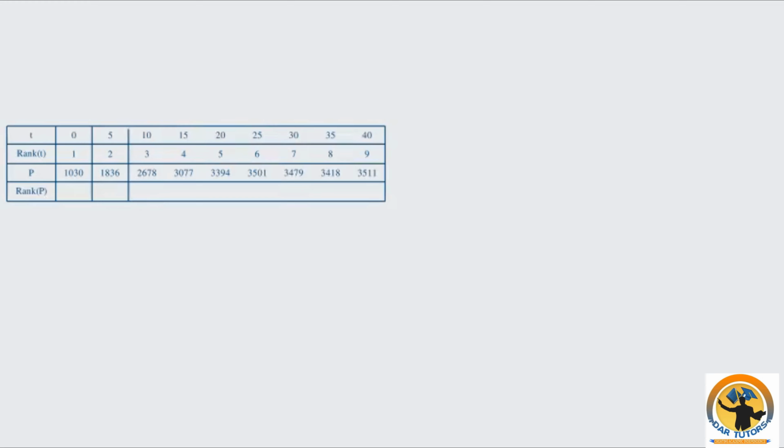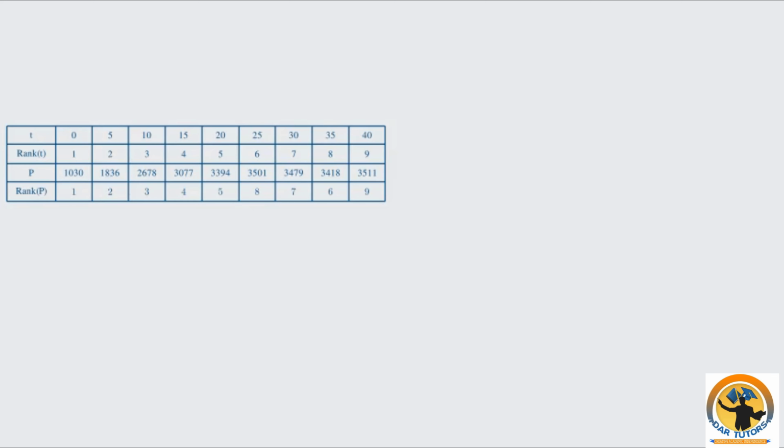For time, t, the values are already in ascending order, so the ranks are 1 through 9. For population p, we rank them from smallest to largest. The lowest population is 1030, rank 1. The next is 1836, rank 2, and so on. Notice that the population values for t25, t30, t35, and t40 are very close: 3501, 3479, 3418, and 3511.